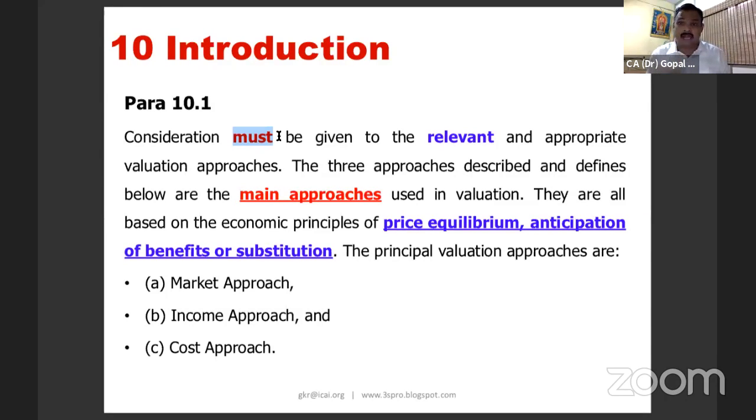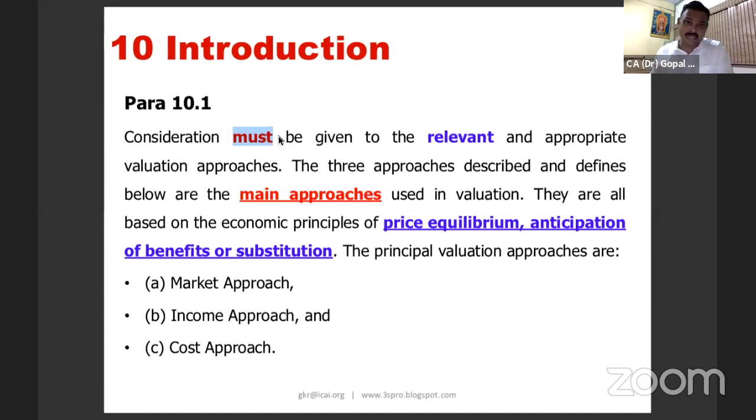So wherever in the standard must is there, I will halt like a red color, orange color, okay, and the green color. So green color means may, orange means actually should, red means must. So please be careful with this.